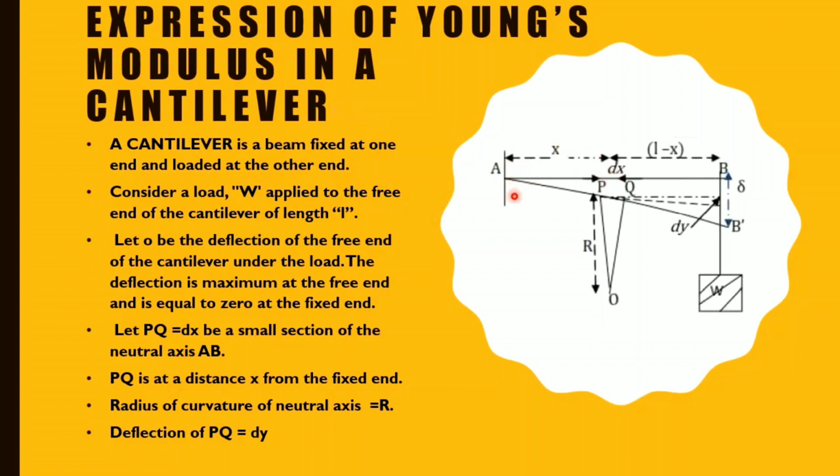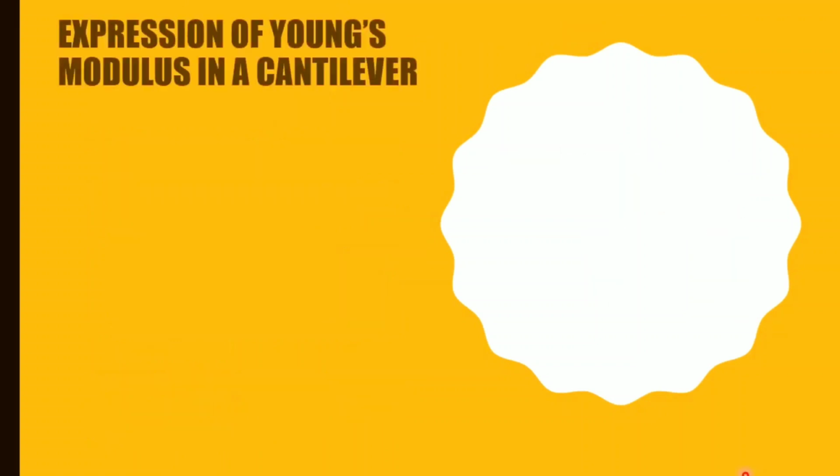Now the next point is the radius of curvature of the neutral axis. This is the neutral axis and its radius of curvature is r. And the deflection of PQ will be represented with dy. Now we will move on and see the expressions.